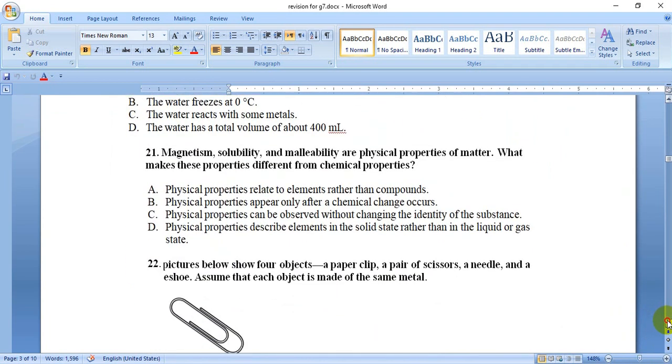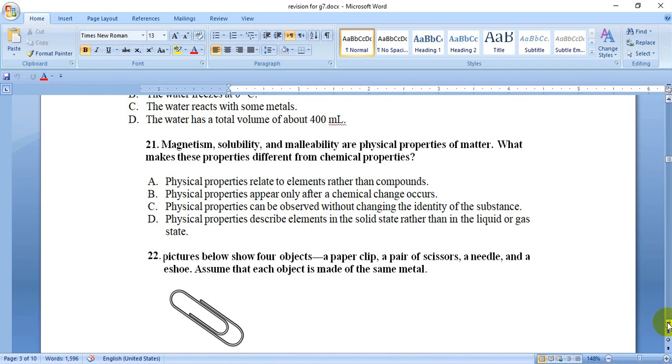Let's start. Question 21. Magnetism, solubility, malleability, they all are physical properties of matter. What makes these properties different from the chemical properties? What's the difference between physical properties and chemical properties? Physical properties relate to element rather than compound. It's only for elements. Physical properties appear only after chemical change. Or physical property can be observed without changing the identity.